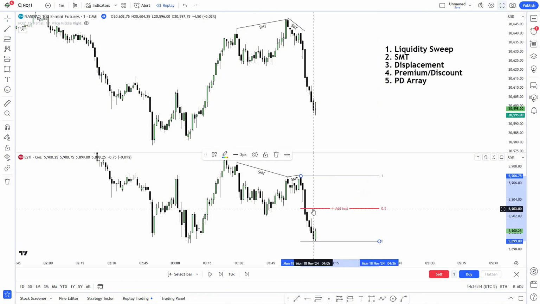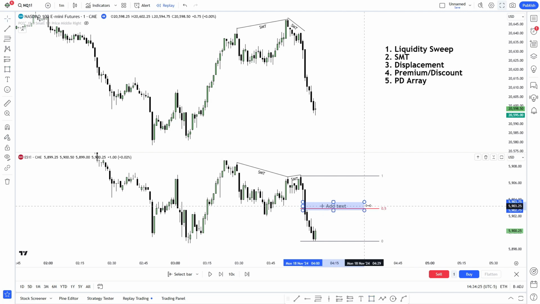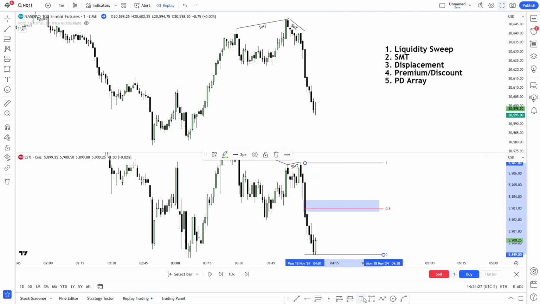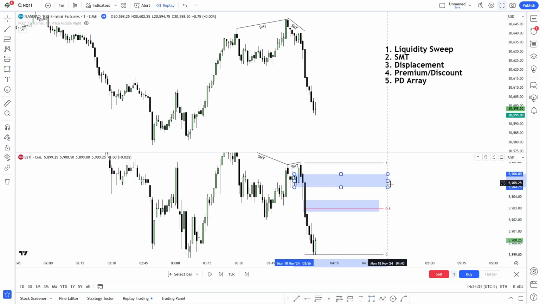Okay, just like that. So we'll be entering above 50% and we need to look at a PD array that is above 50%. And a very obvious one to me right here is this fair value gap. Okay, now you might have seen another one, potentially this breaker right there, these two down close candles. Okay, so breaker right there.